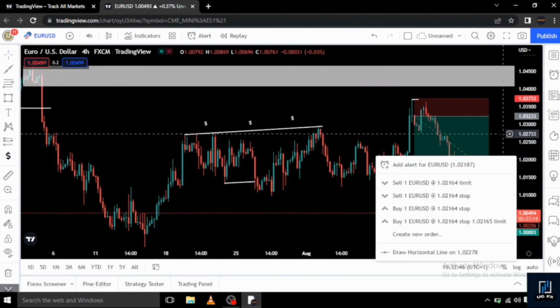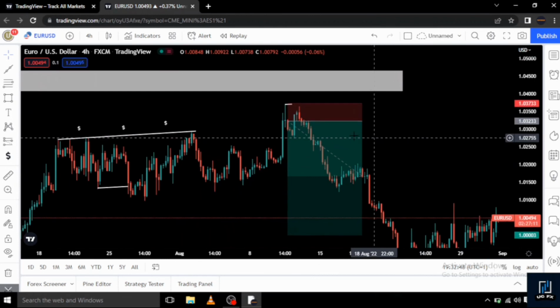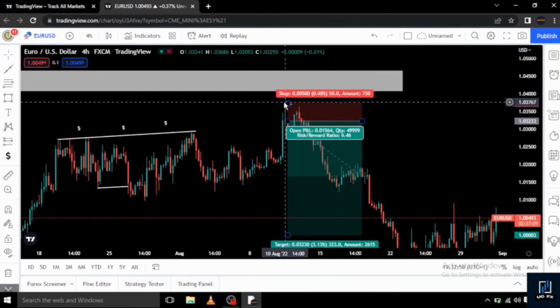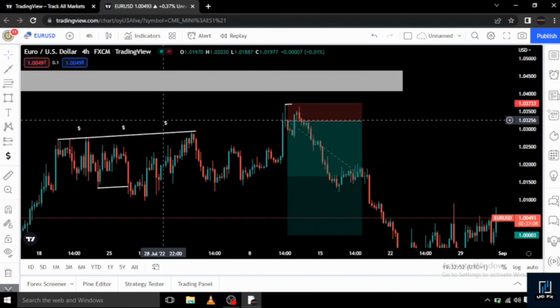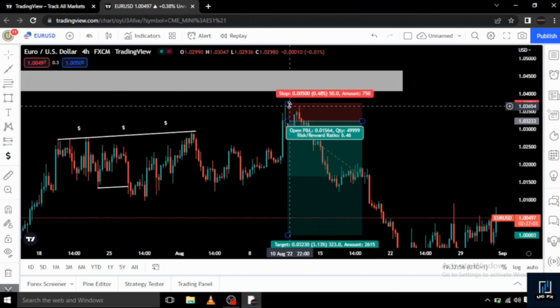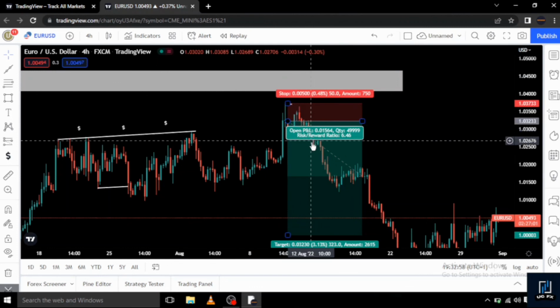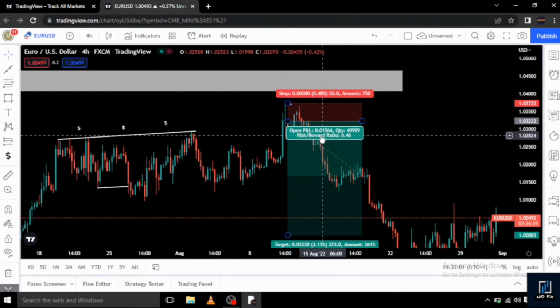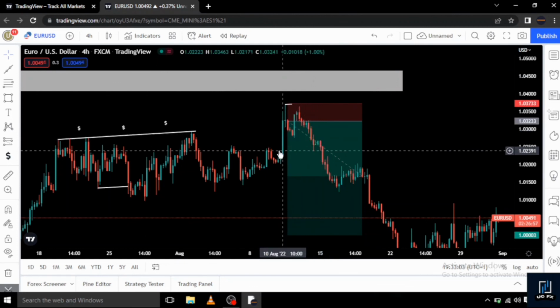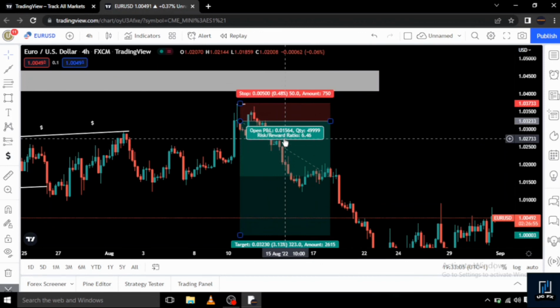So the best entry technique that I would suggest here is taking your trades as soon as price taps into the discount level, because the lower time frame didn't give us that perfect entry technique that we normally look for. So that's how you would do it.